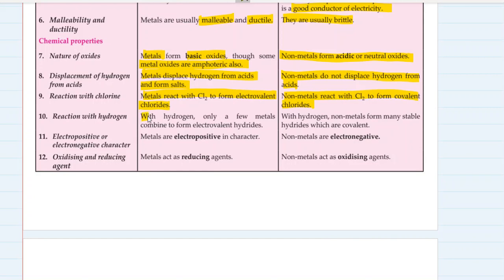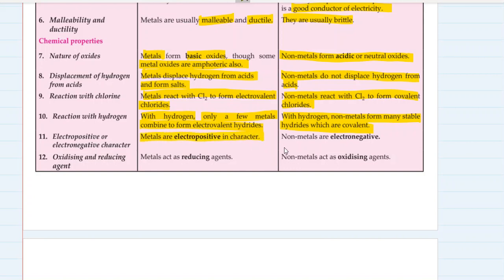Reaction with hydrogen. With hydrogen, only a few metals combine to form electrovalent hydrides, but with hydrogen, non-metals form many stable hydrides which are covalent. Covalent means, again I'm telling you, covalent bonds we are going to study in the next part of this chapter are bonds which are formed by sharing of electrons.